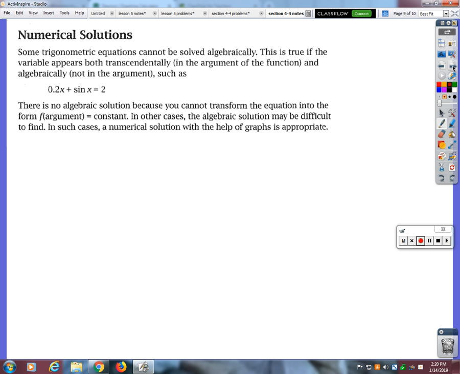All right, let's try another one. Oh, okay. Let's see. Some trigonometric equations cannot be solved algebraically. Well, that's fun. Let's not mess with those. I'm sure that they just want us to graph those, and that is so easy a caveman can do it. So let's do some. Anyone?